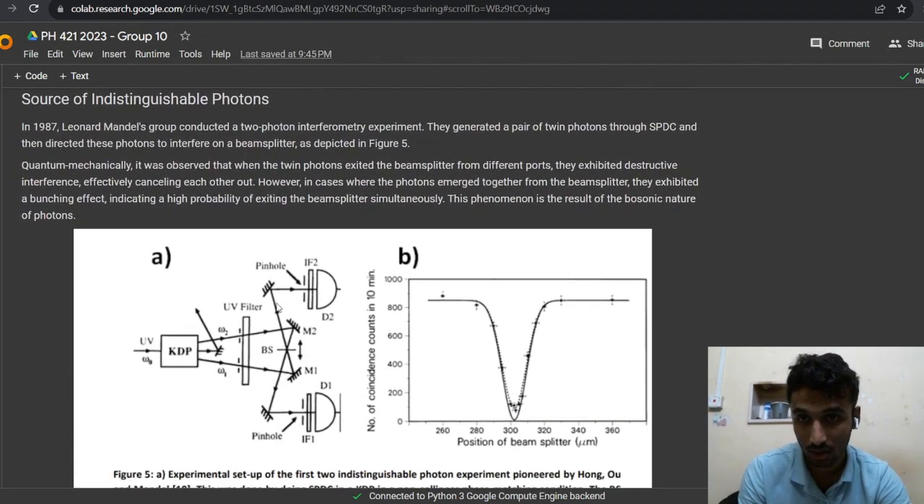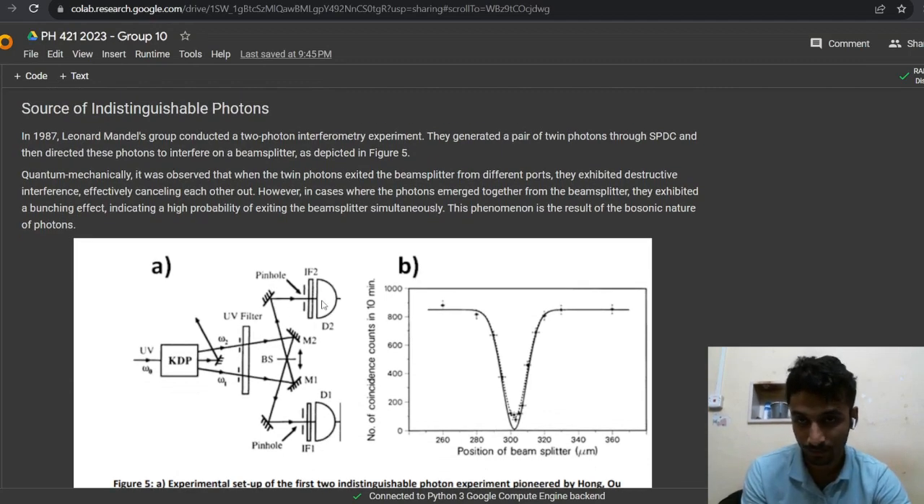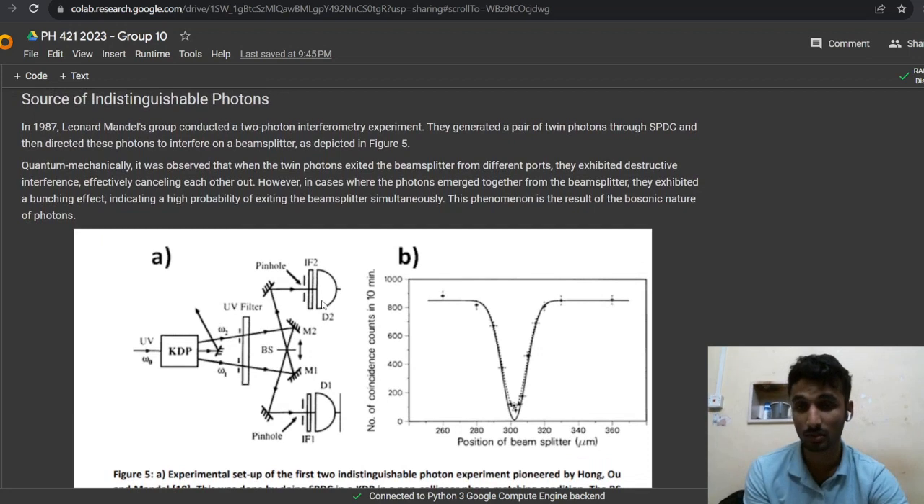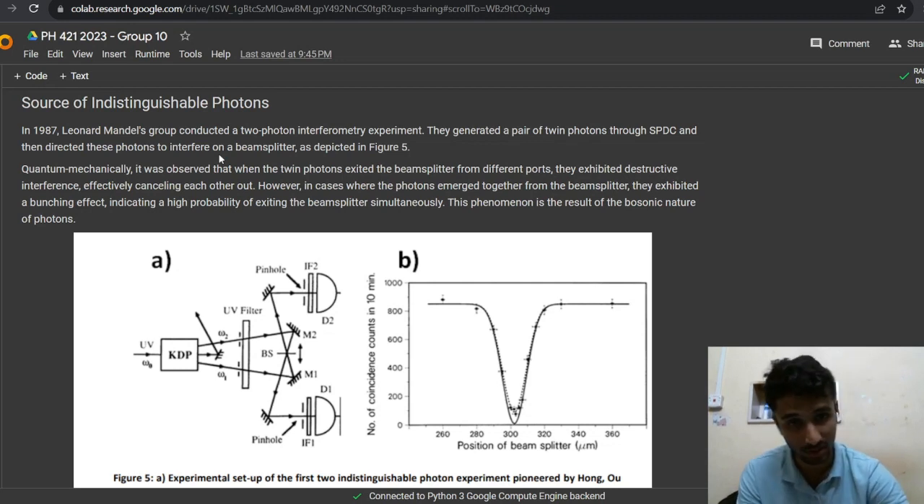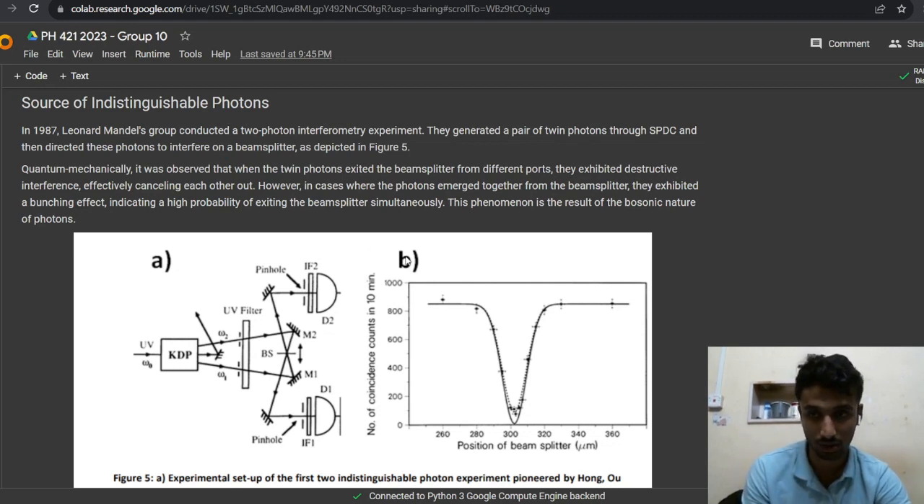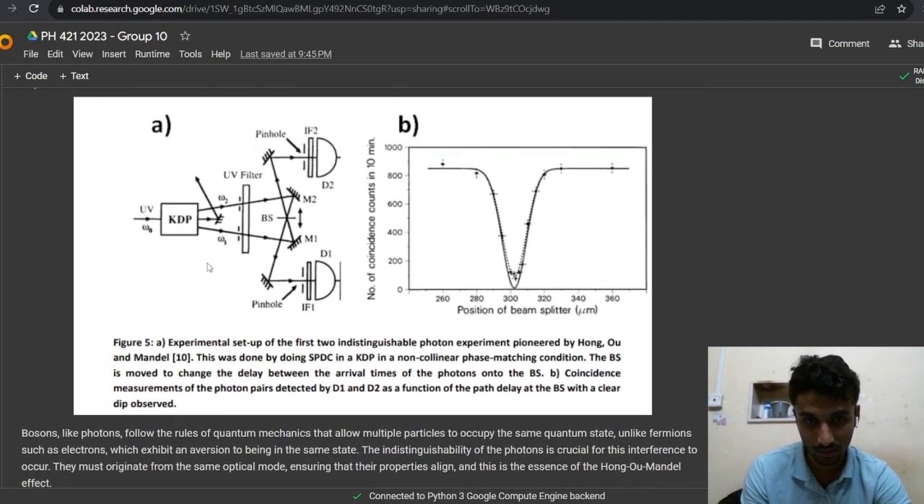Next, we can create indistinguishable photons, essentially. What we do is show the indistinguishable nature of photons, the bosonic nature of photons. This is evident in the fact that when the two photons created using SPDC exit the beam splitter from different ports, they engage in destructive interference, while when they come together at the beam splitter, they show a bunching effect and so have a high probability of exiting the beam splitter simultaneously. This shows the bosonic nature of photons. This is the experiment setup.